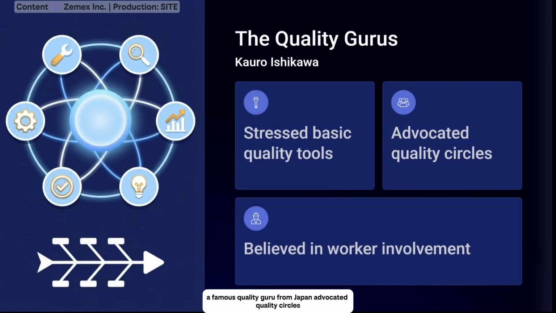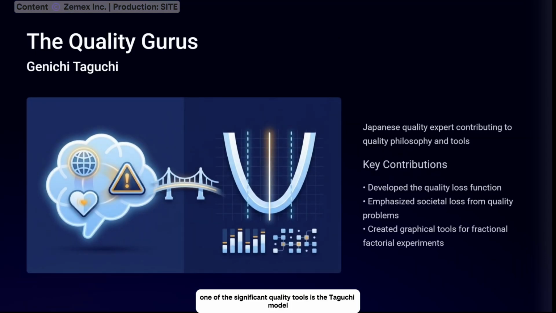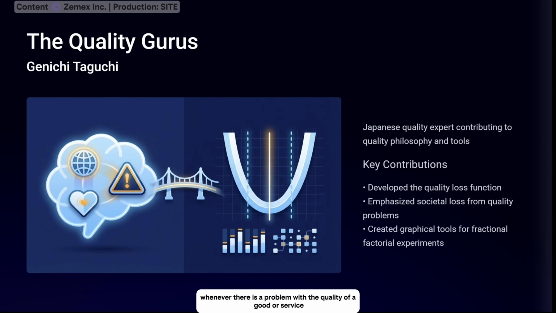A famous quality guru from Japan advocated quality circles, where workers are involved in quality improvement using various quality tools. Therefore, it is important for employees to learn basic quality tools and collaborate to improve the quality level. One of the significant quality tools is the Taguchi model, known as the Taguchi loss function. He used a graphical tool to describe the loss to society whenever there is a problem with the quality of a good or service. His work contributed to both quality philosophy and quality tools.